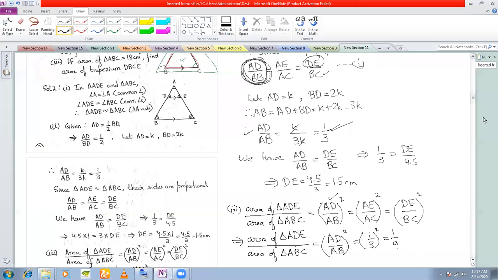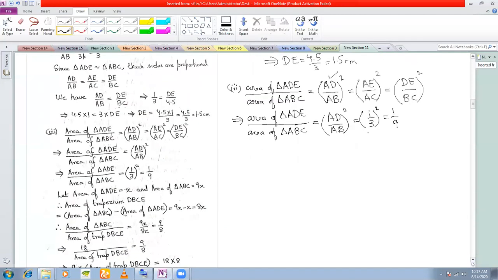So I know the ratio of these two triangles. Therefore, what can I say? If the ratio of these two areas is 1:9, then I can say let area of triangle ADE is equal to K and area of triangle ABC is equal to 9K, right?